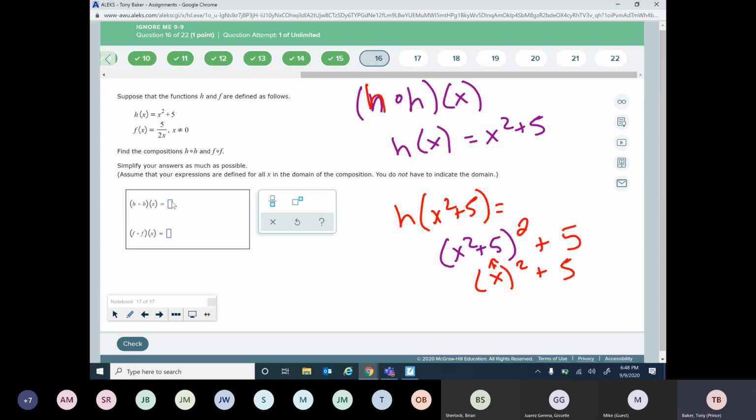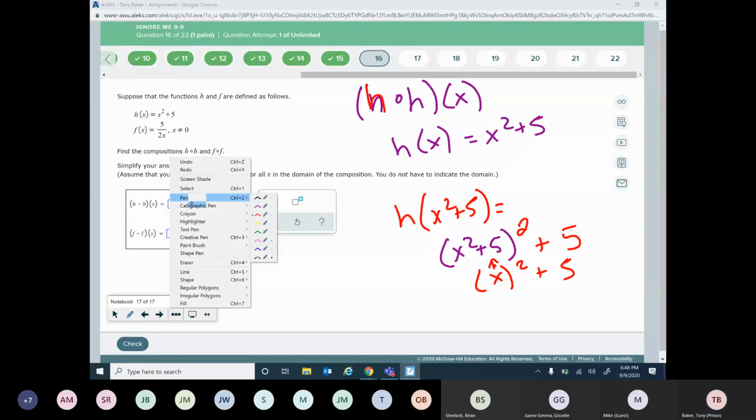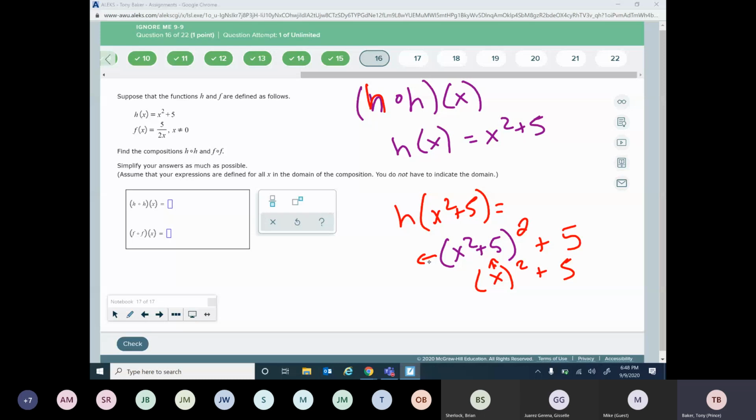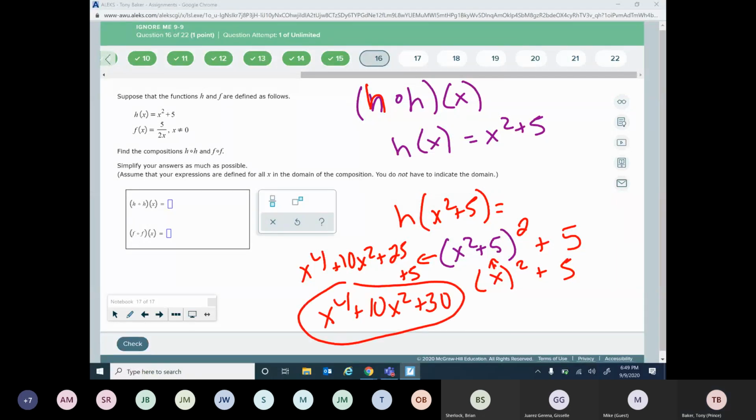Oh, they actually want us to simplify this one. It says simplify, so we can't use the parentheses. So we have to actually do this one out. So when we do this one out, we're going to get x to the 4th plus 10x squared plus 25 plus 5. So x to the 4th plus 10x squared plus 30 is my final answer for this one.